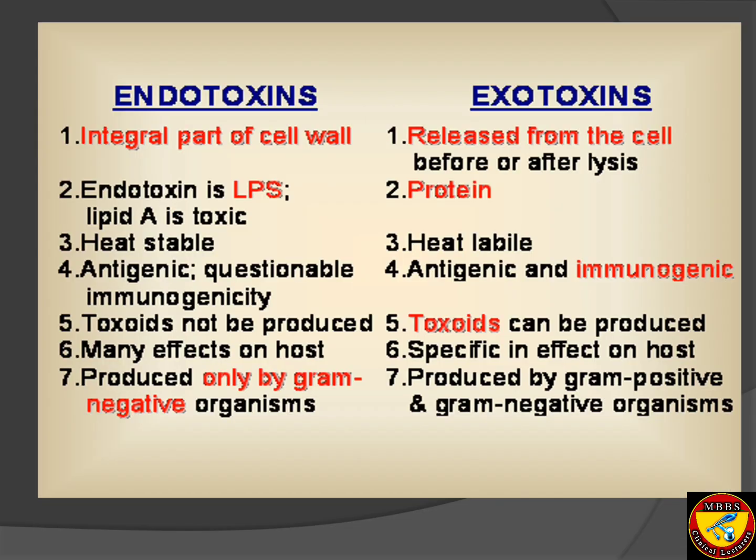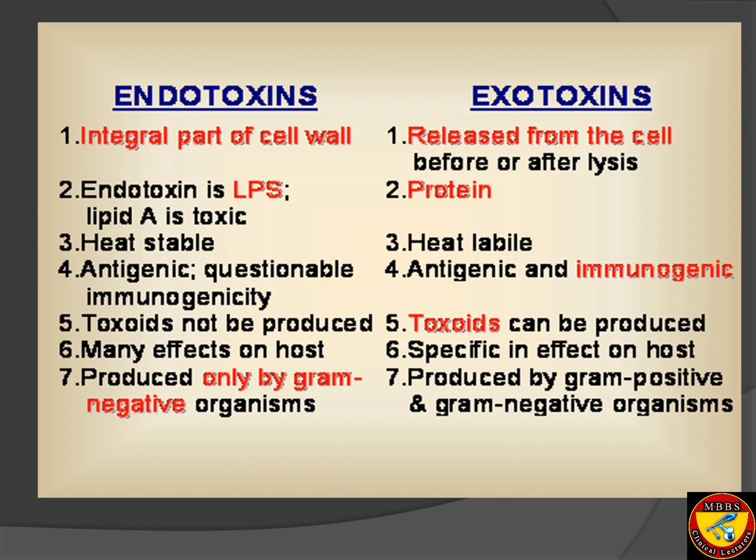So, the major differences between endotoxin and exotoxins. Endotoxin is an integral part of the cell wall, and mainly endotoxin is lipopolysaccharide. The lipid A portion of the lipopolysaccharide is toxic. It's a heat-stable molecule and it is antigenic, but of questionable immunogenicity. Toxoids cannot be produced from endotoxins, and many effects on the host are produced by only these gram-negative organisms.